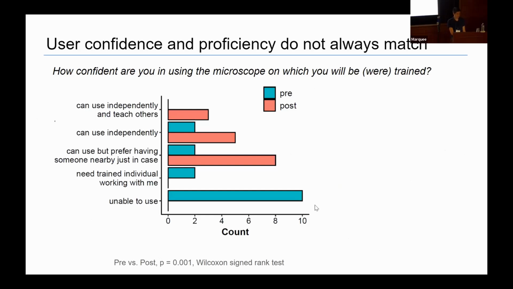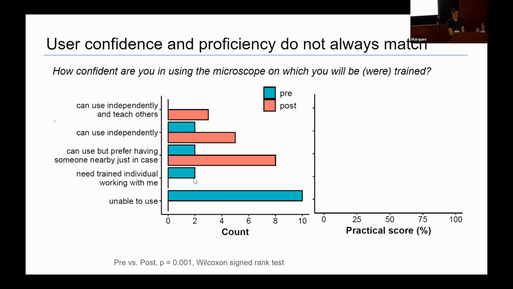So prior to training, most students are saying that they're unable to use the microscope. After training, we were glad to see there was a large increase in student confidence, so the students are feeling much better about using the scope. But what we were really interested in here is a subset of students here who indicated that they had at least some level of confidence in using the scope, even though they'd never probably even seen the microscope and had certainly never been trained on it before.